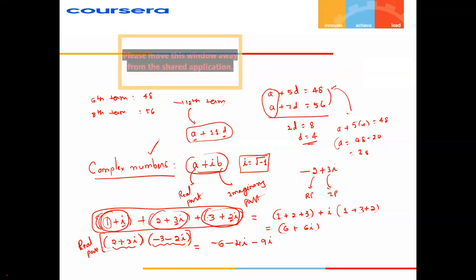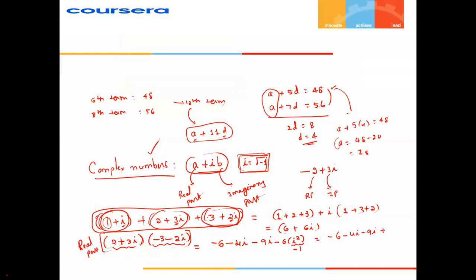Next here we have to be very careful: plus 3i into -2i, that is 3 into -2 is -6, into i square will come, right? But we know i square is how much? i equal to square root of minus 1. When we square it, what happens? It becomes minus 1, right? So i square is always minus 1. Then what happens is -6, -4i, -9i. This minus minus becomes plus.